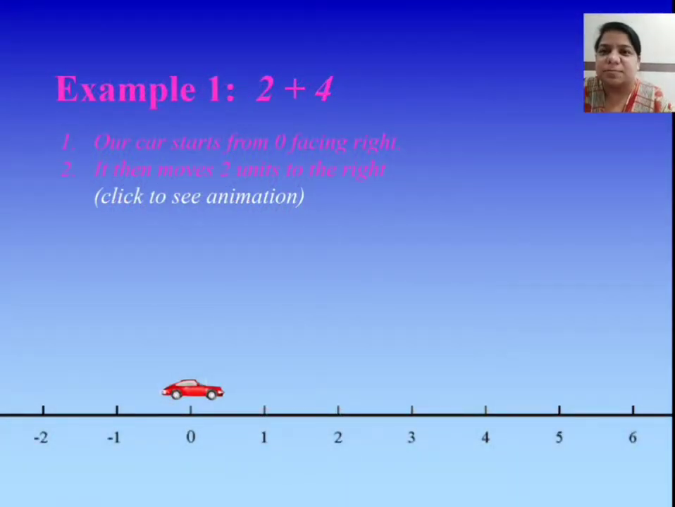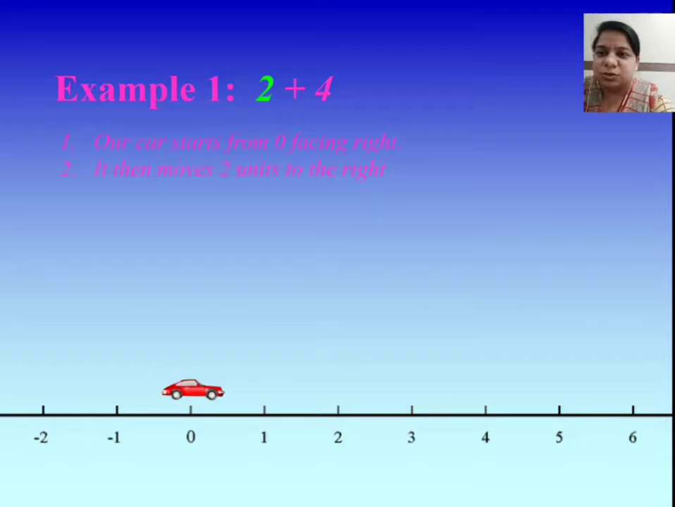So the first example we are going to discuss is 2 plus 4. First of all students, just remember we have to start from 0. The car will start from 0 facing towards the right side. The first number is 2 and it is a positive integer, so it will move 2 steps forward. Just check, it is moving 2 steps. So now it is at 2.